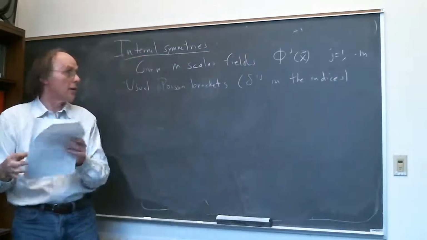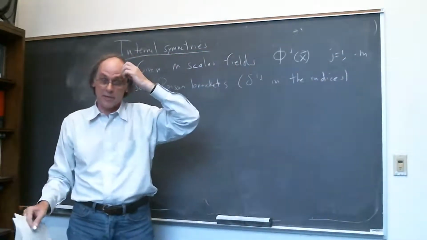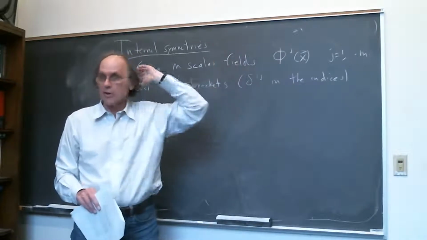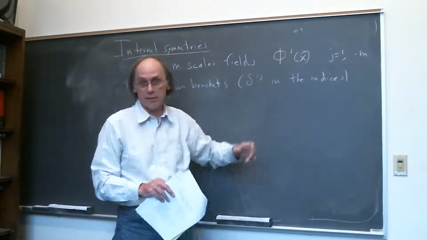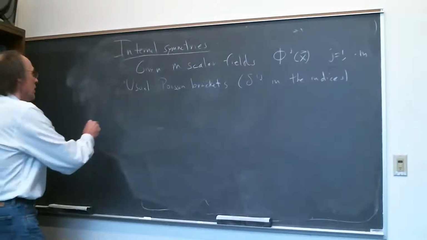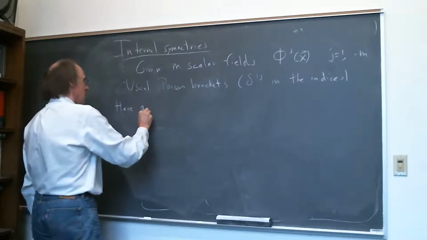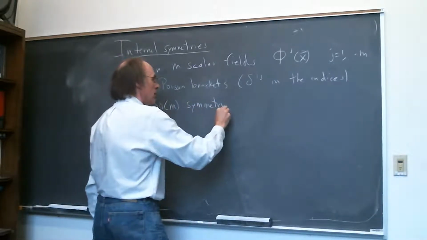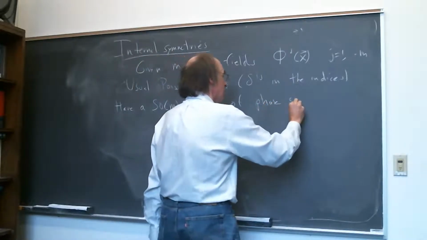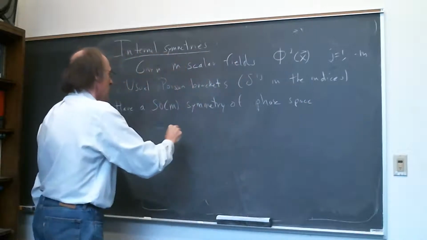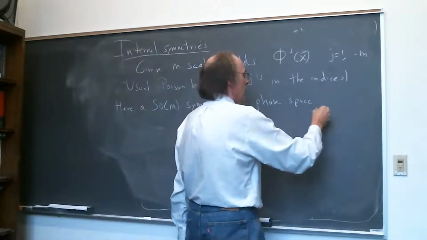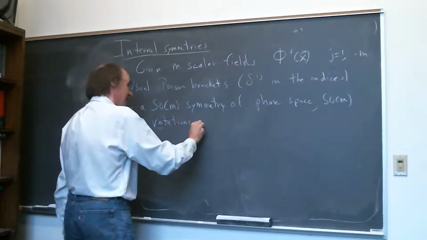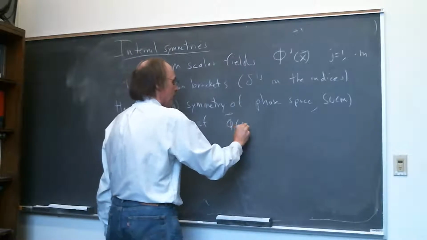So if you basically put together M copies of your scalar field, and the Poisson brackets are just the standard thing, so the Poisson brackets between different j's are zero. You only get the usual Poisson brackets. Then you have an extra SO(M) symmetry of your phase space, just by rotations. Now think of these as vector-valued fields.